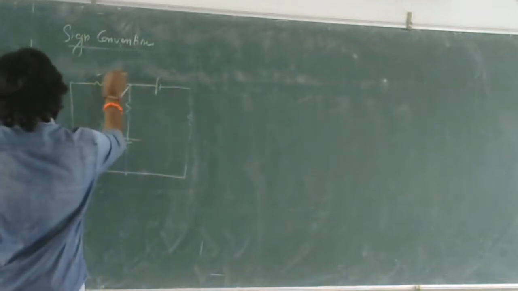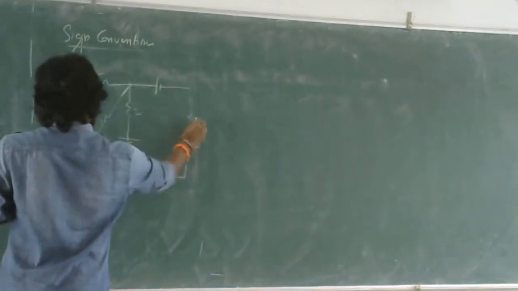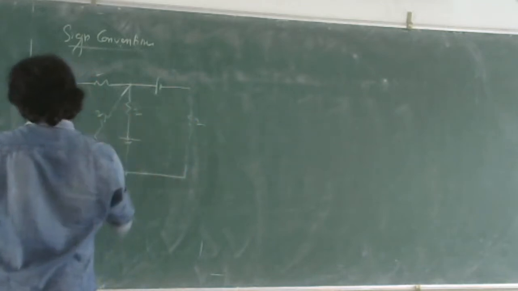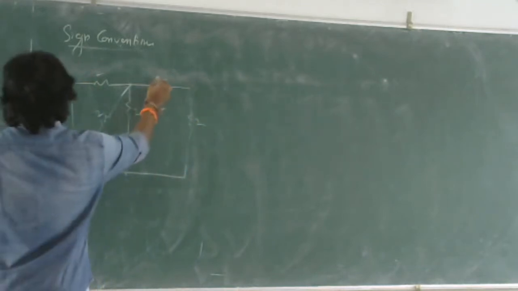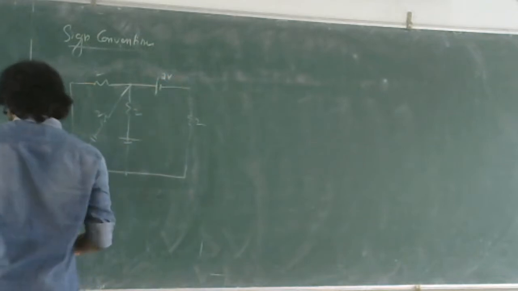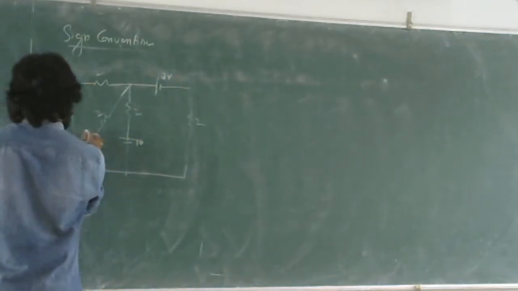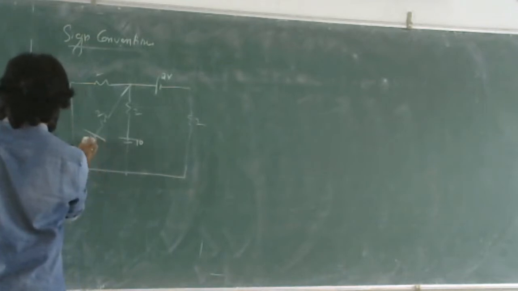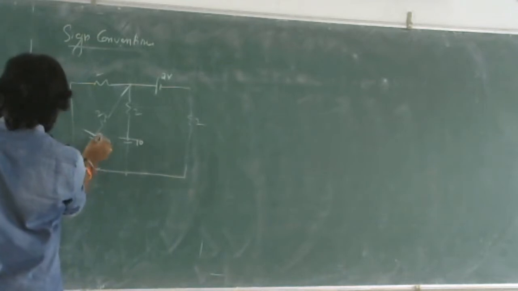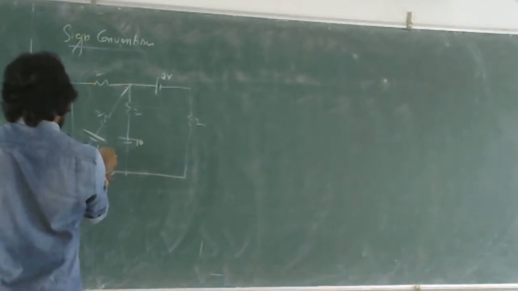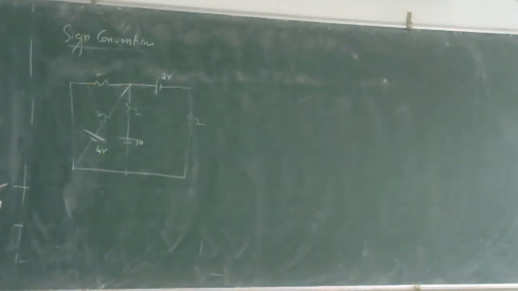The resistors are all 2 ohm resistors. This cell has 2 volt potential, this one has 10 volts potential, and this is higher potential, this is lower potential. And this is 4 volt potential. What is the current through each resistor? That is the question.